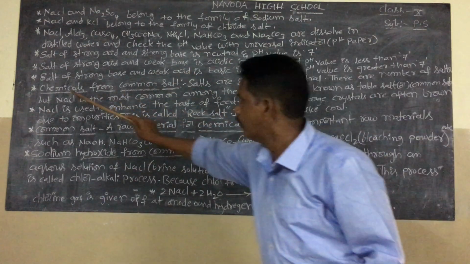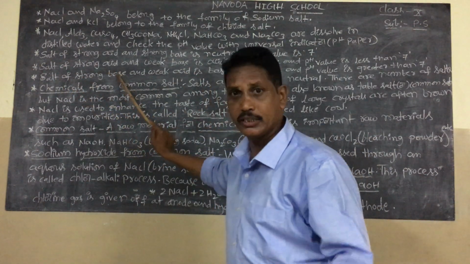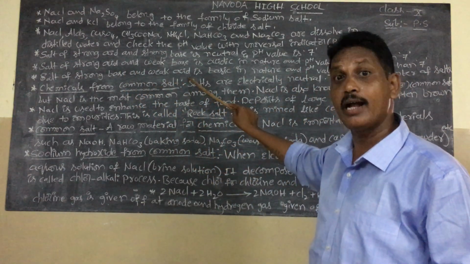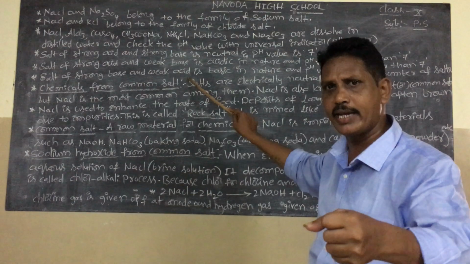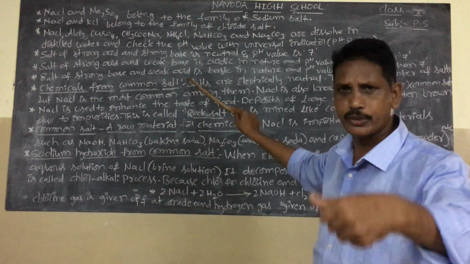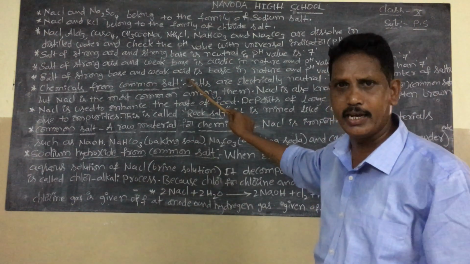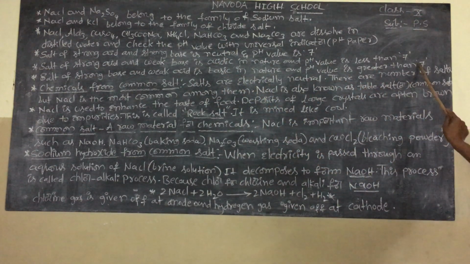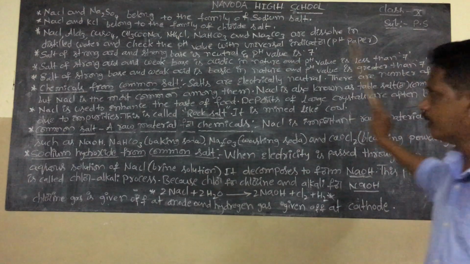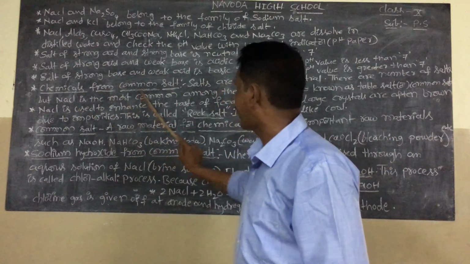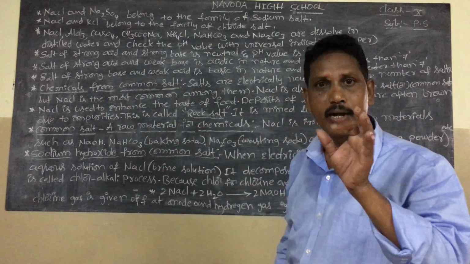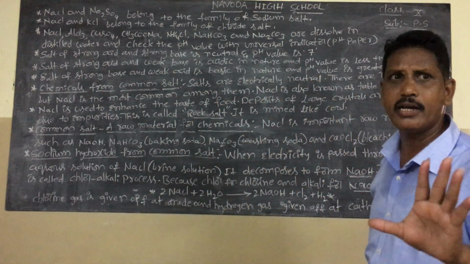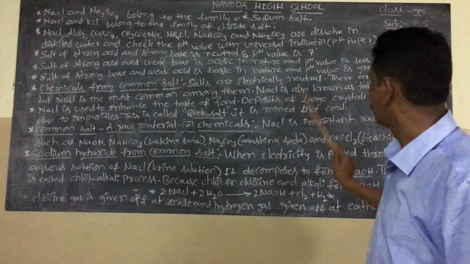Okay. Now the salt of a strong base and a weak acid. A strong base reacting with a weak acid forms a salt. This salt is basic in nature. The pH value is greater than 7. Okay. Here, chemicals from common salt. Now, salts are electrically neutral.